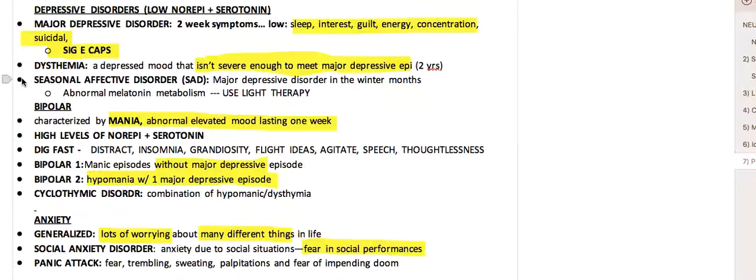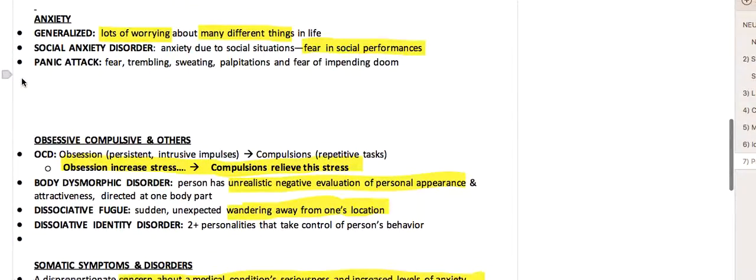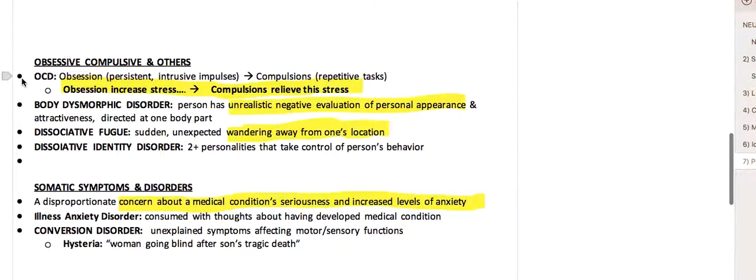Anxiety: there's generalized anxiety, which is lots of worrying about many different things, and social anxiety disorder, which is anxiety due to social situations, so fear in social performances and fear of embarrassment. Panic attack is fear, trembling, sweating, and palpitations, with a fear of impending doom.